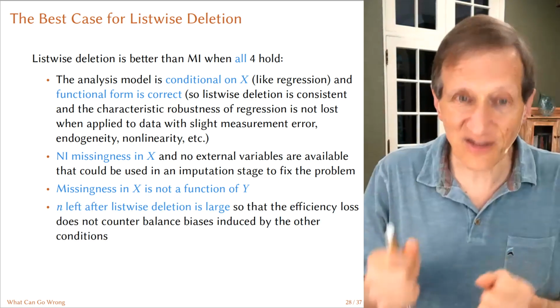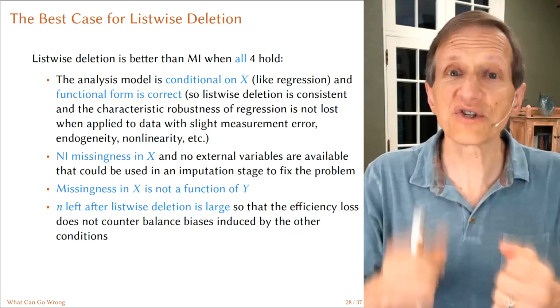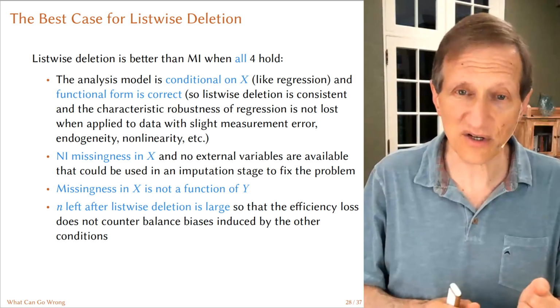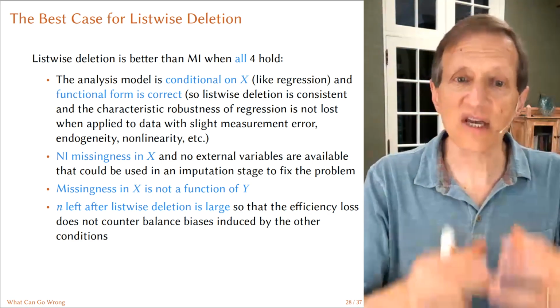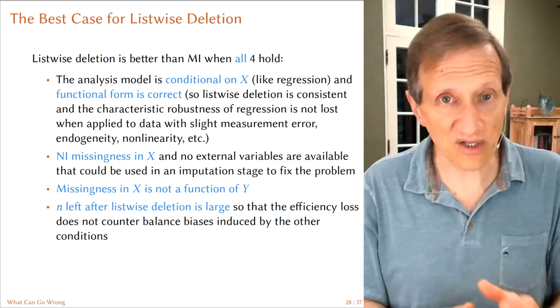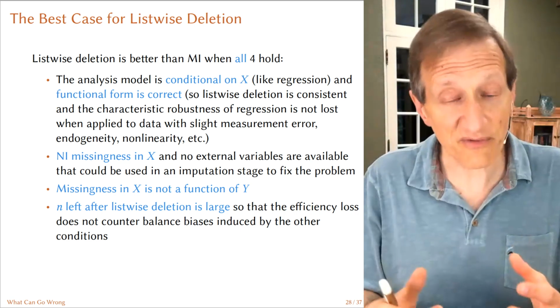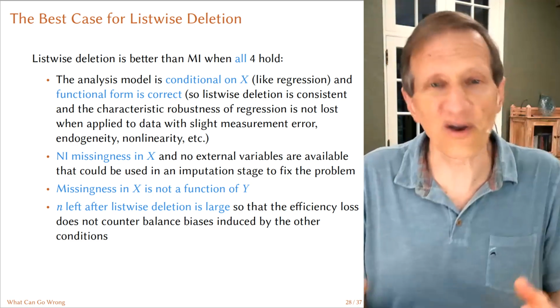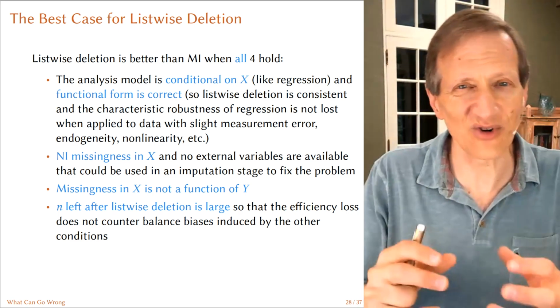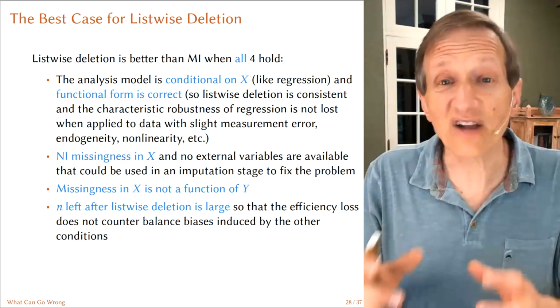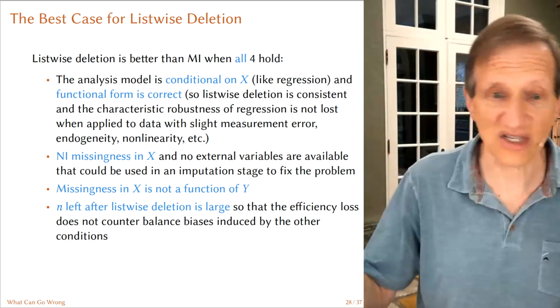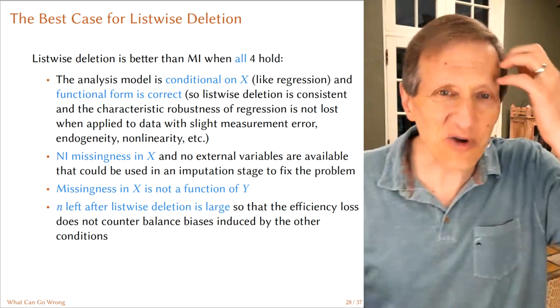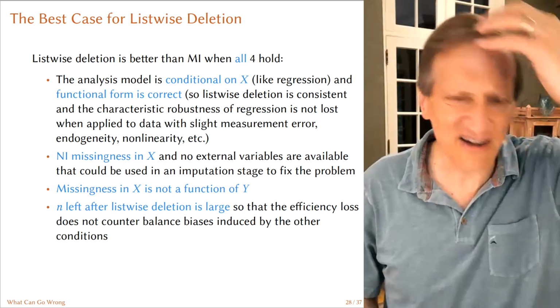And finally, the last condition that also has to hold for list-wise deletion to be better than multiple imputation is that the sample size left after list-wise deletion still has to be large enough, right? Because if you threw away all the data like I did when I was in graduate school, or too much of the data, then you're going to wind up with tremendous inefficiency, very large standard errors, and it doesn't really matter whether you've gotten rid of enough of the bias.